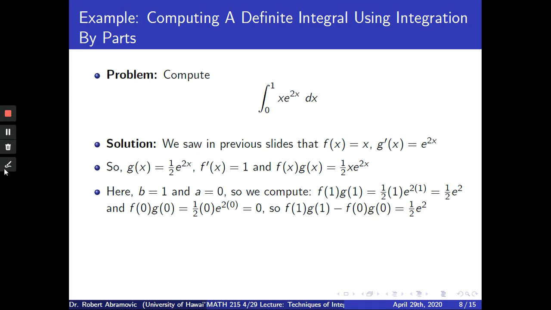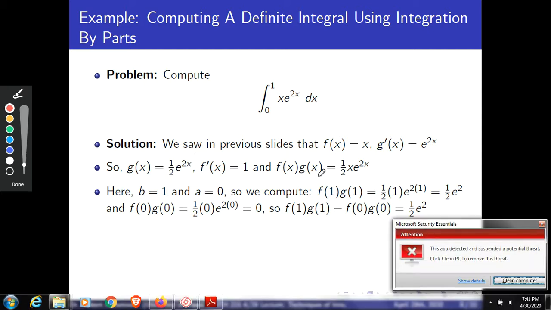Now here, what is the lower bound? It is 0. What is the upper bound? It is 1. So that means b is 1 and a is 0. We compute f of 1 times g of 1. That's just plugging in 1 to this function here. 1/2 times 1 times e to the 2 times 1, which is 1/2 times e squared.